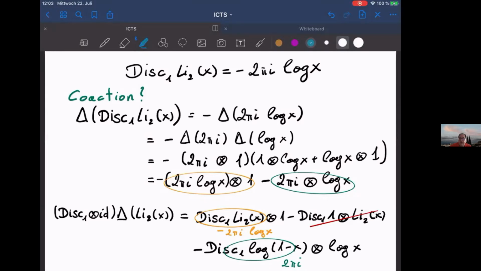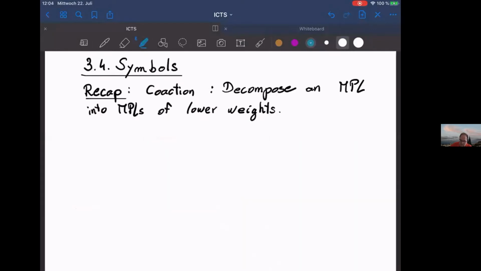Other questions? This summarizes this item on the agenda. To recap, what you should remember is that discontinuities only act in the first entry of the coaction, and derivatives only in the second, or in the last. Are there questions about this? No questions? Okay. So then we move on.